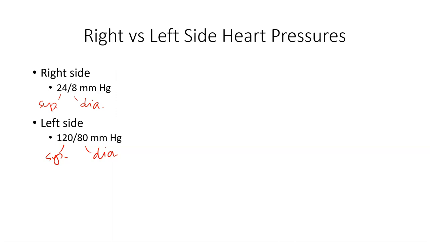So just to repeat, right side here is part of a pulmonary circuit to the lungs. Left side is a circuit that is systemic in nature, meaning it goes out to the body. So you'll notice the pressure here on the right side is much lower than what we see on the left side.